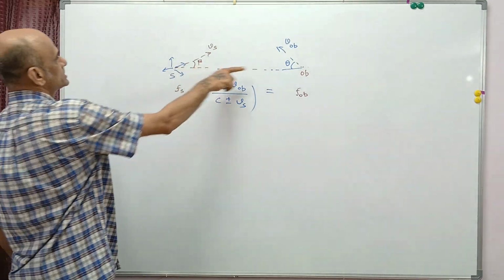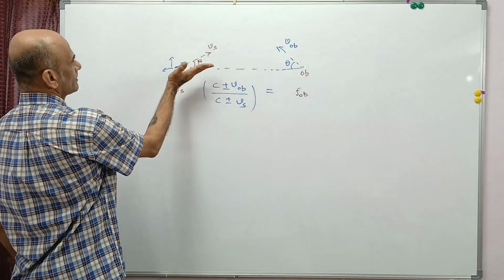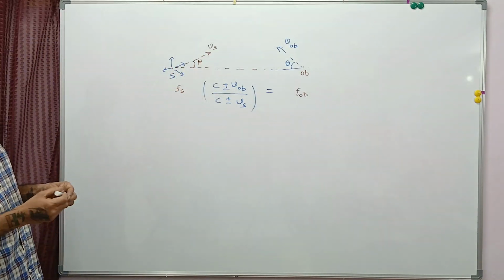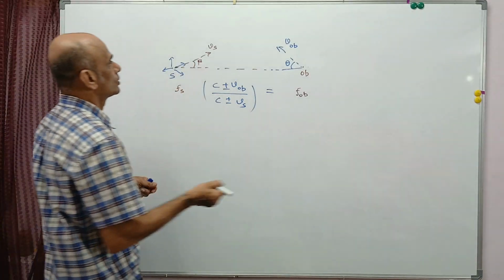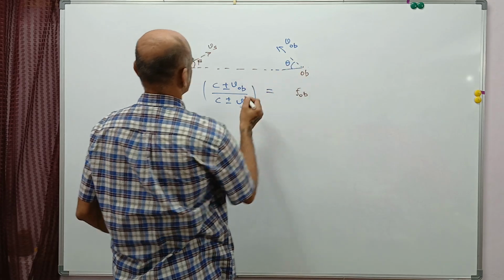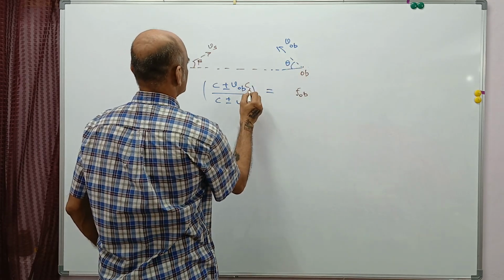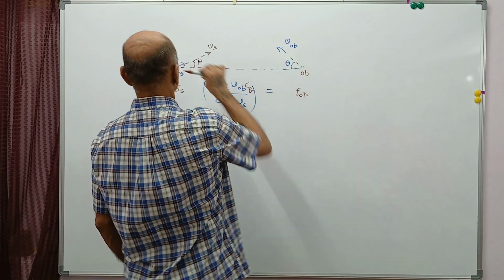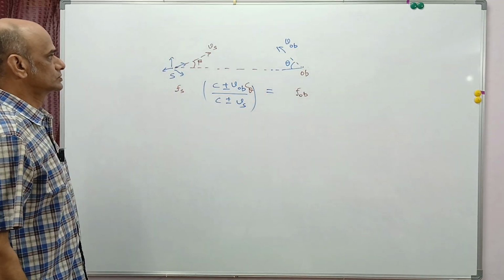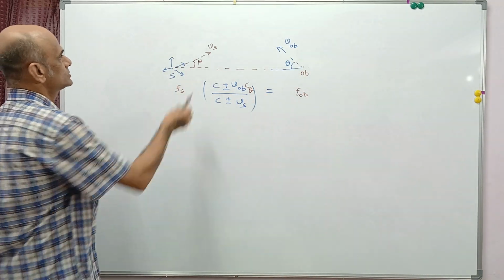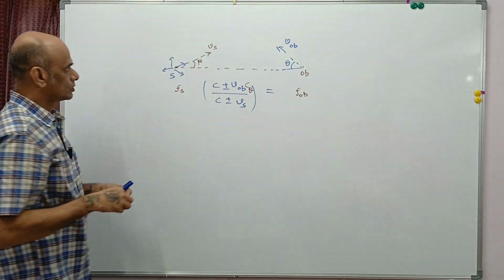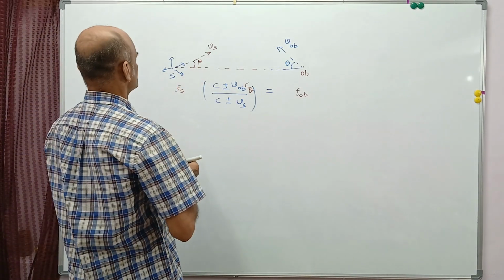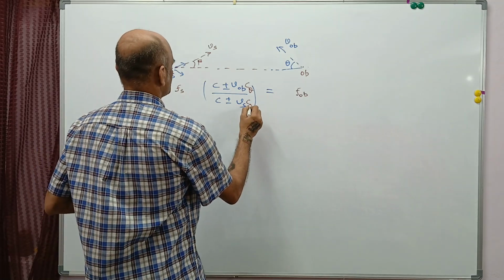Similarly, the source is also approaching the observer because it's moving towards the observer. So in this case, I have to take the component of the velocity along this direction. So I have to put cos theta here. VOB is like this, so VOB cos theta is along the direction joining the source. Similarly, the source has a component Vs cos beta along the line joining the source and the observer. So I have to put cos beta here.